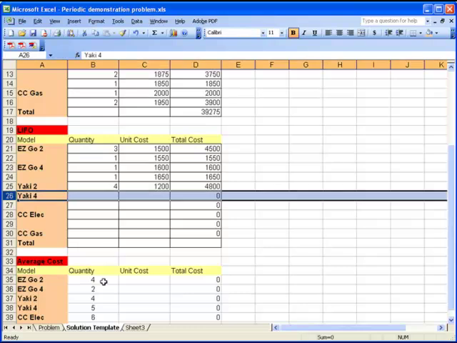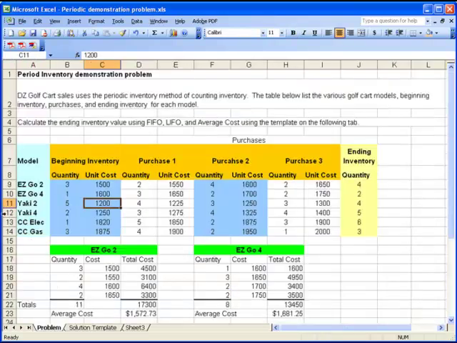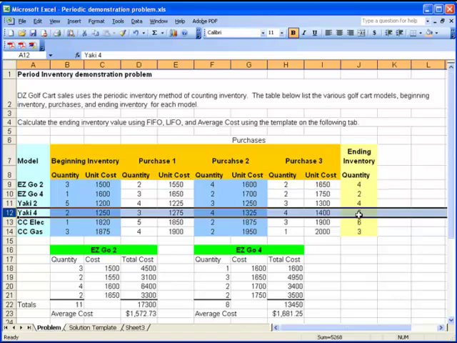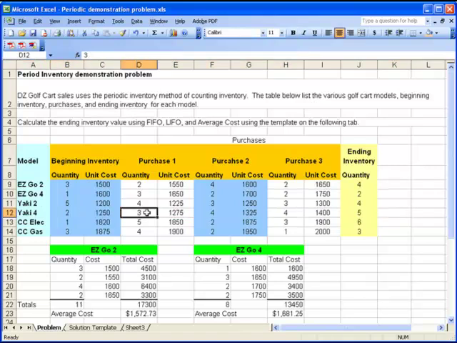Now our Yaki 4 is right here. We have 5 left, and so we'll start here and work this way. We're going to have these 2 at 1250 and these 3 at 1275.